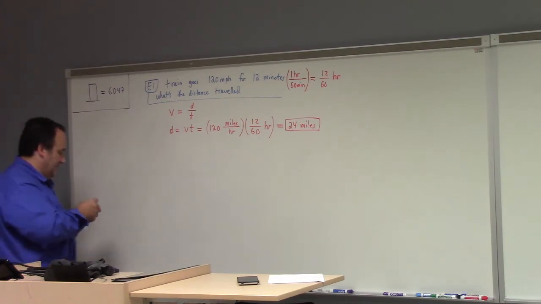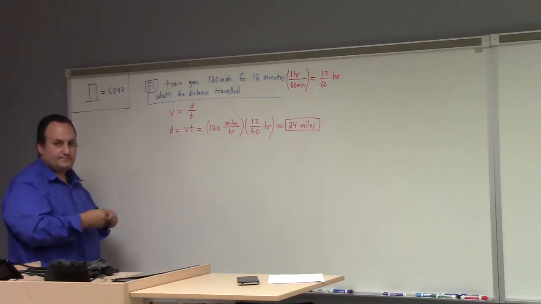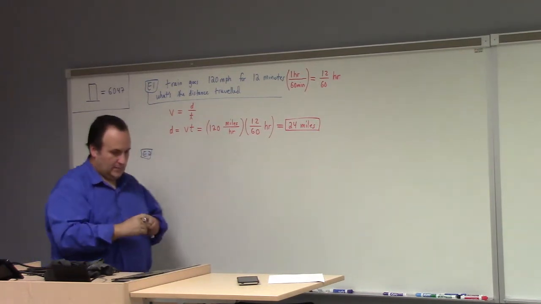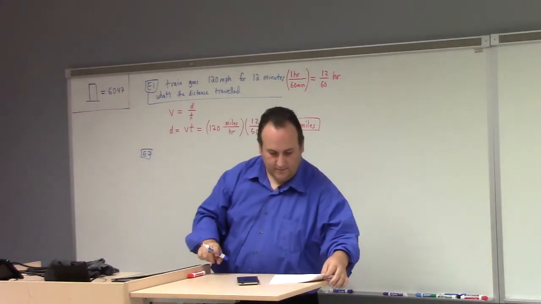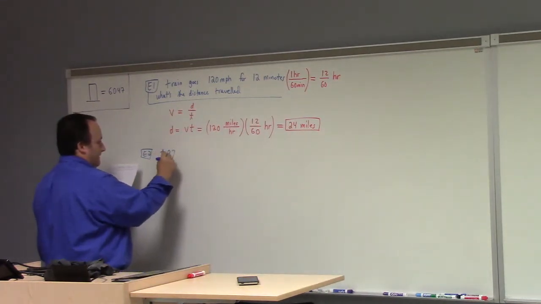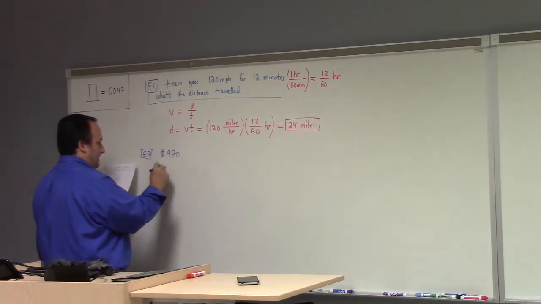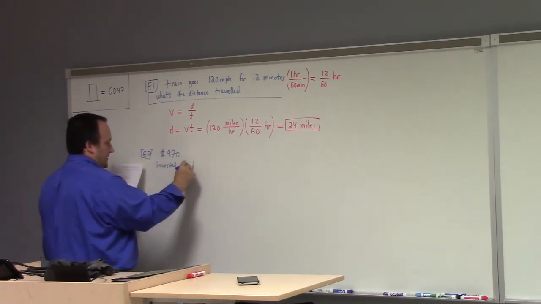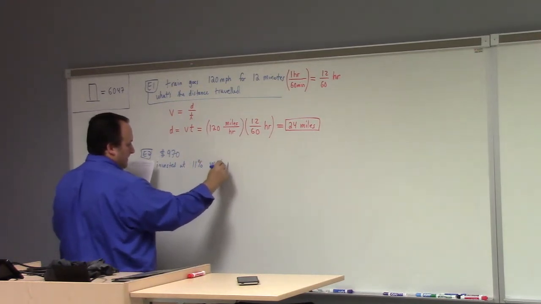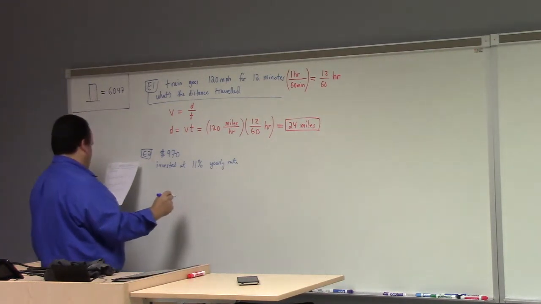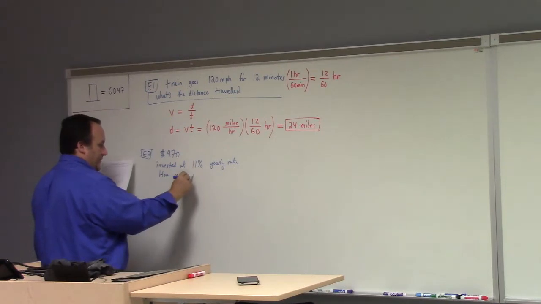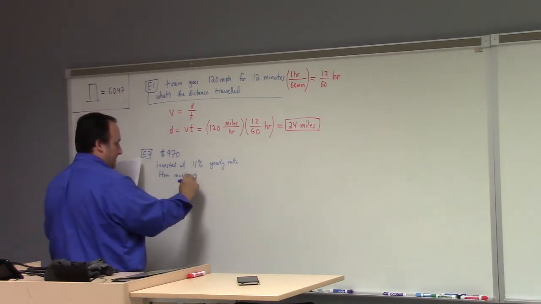Anyway, there it is. Example two, any questions? No. Example two, we have $970 invested at 11% yearly rate. All right. And then the question is, how much interest is earned after 1 year?